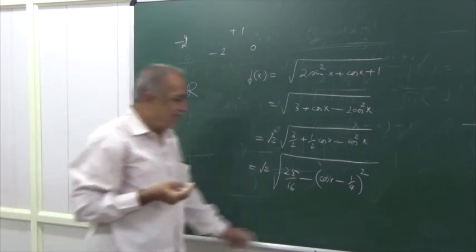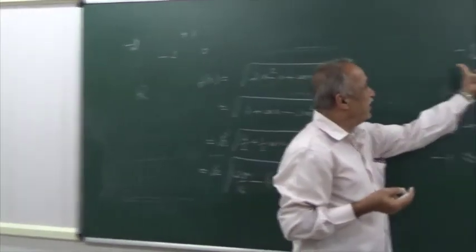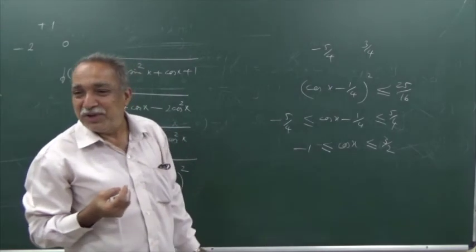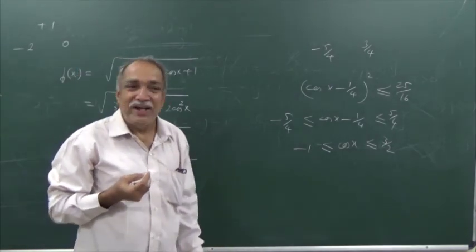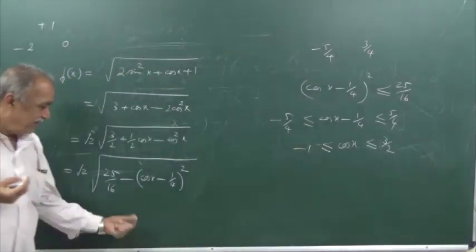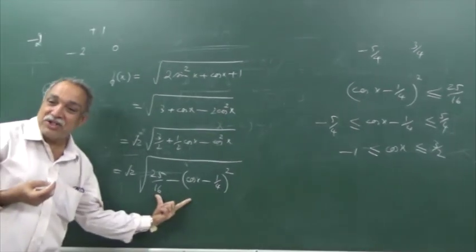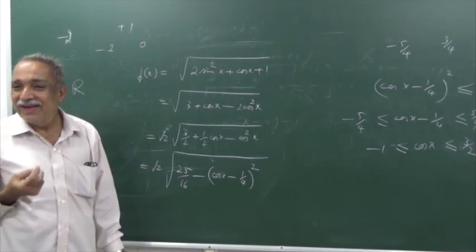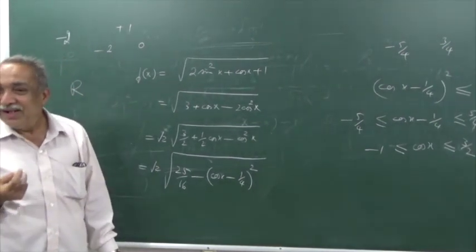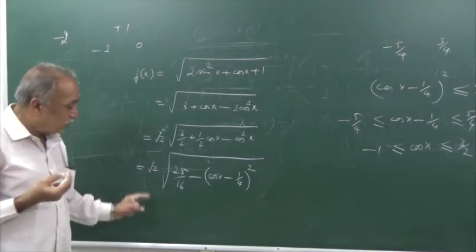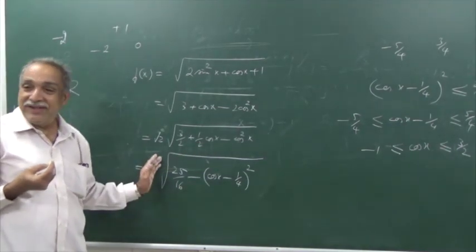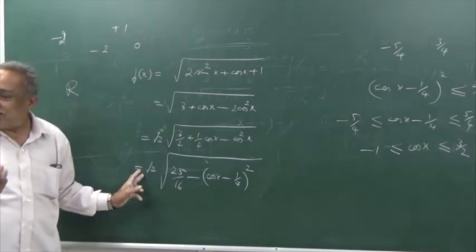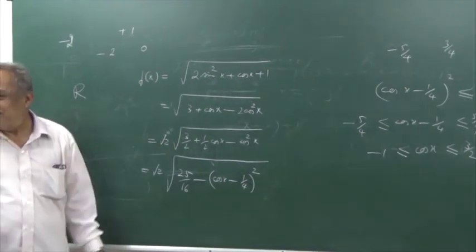Okay. This is taking values between minus 5 by 4 and 3 by 4. The square will take values between 0 and 25 by 16. Therefore, this difference will take values between 0 and 25 by 16. The square root will take values between, into root 2 takes values between, and that is your range. You have obtained the answer.